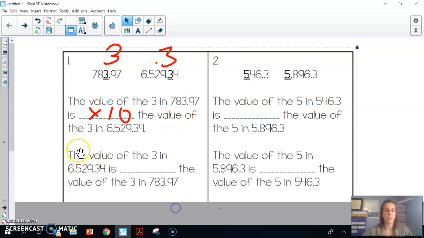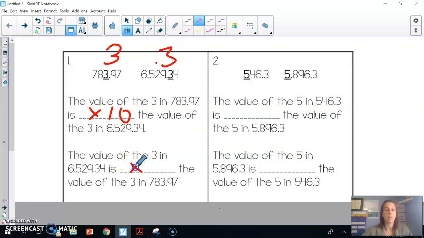Let's look at the next comparison statement. It's saying this 3 is what compared to this one? Well, we need to think about it. We need to get smaller as we're looking at the regular 3 compared to 3/10. We're getting smaller. So actually, this 3/10 is 1/10 of this 3. It's 1/10. So I would say times 1/10. Saying times 1/10 is the same exact thing as dividing by 10. They're the same. So we can put either divide by 10 or we can put times 1/10.